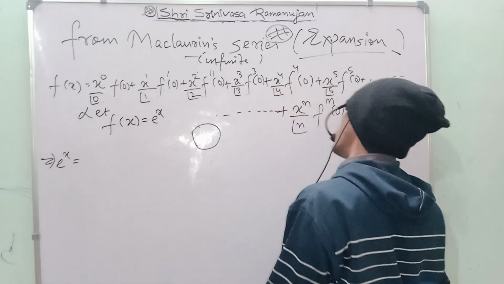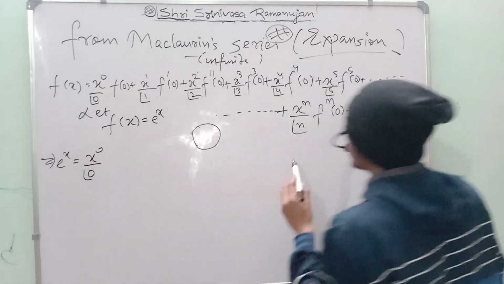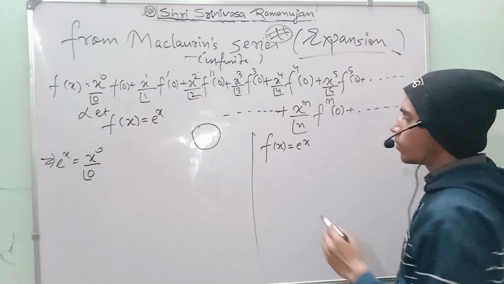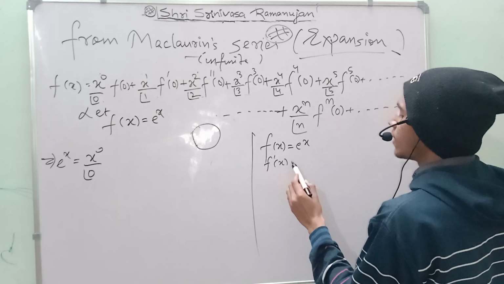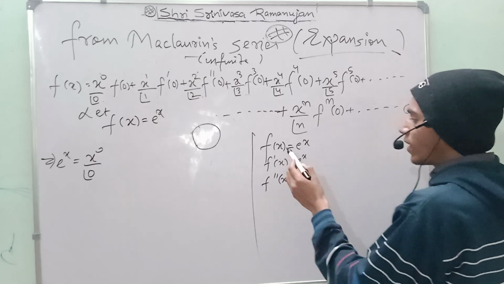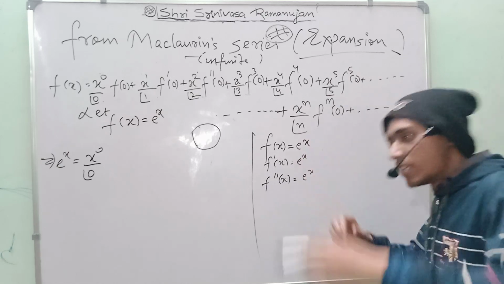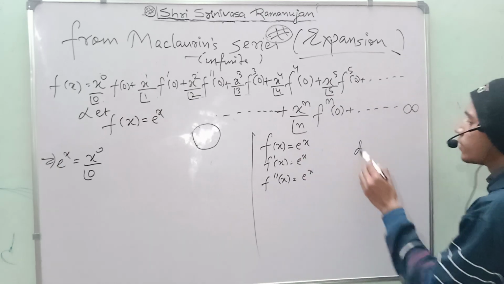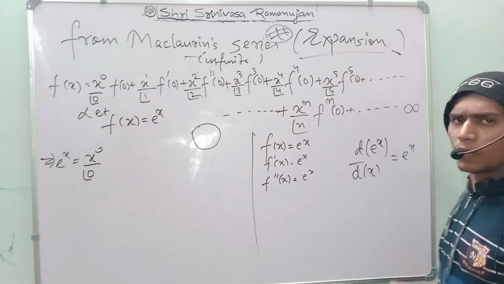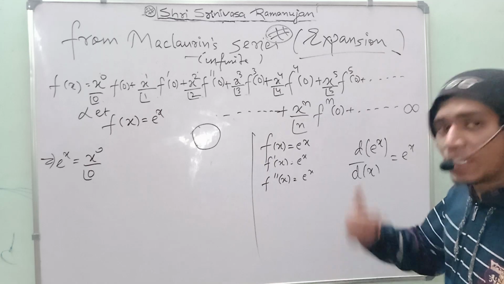What do we see? x to the power 0 by 0 factorial, we have written. Let's see. First of all, we write here f of x is equal to e to the power x. What is f dash x? That is e to the power x. What is f double dash x? That is also e to the power x. When we differentiate e to the power x with respect to x, what do we get? e to the power x. So f dash x is equal to e to the power x, and again we differentiate e to the power x with respect to x.